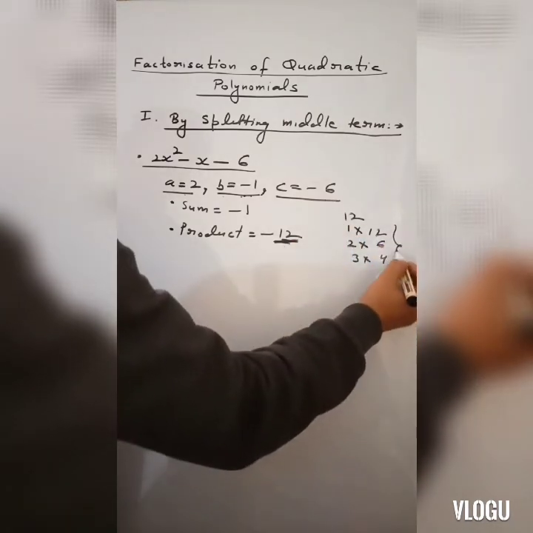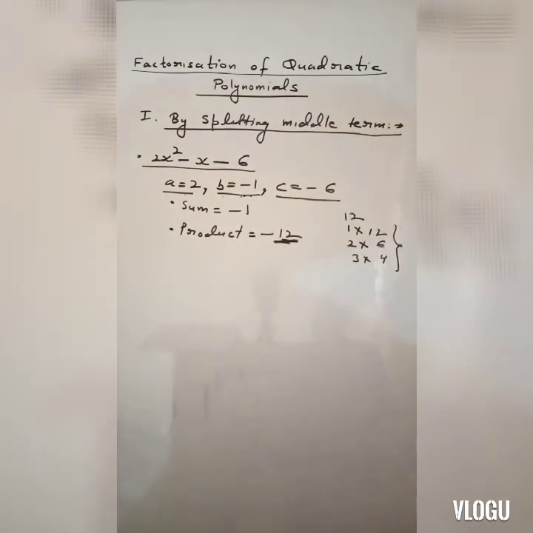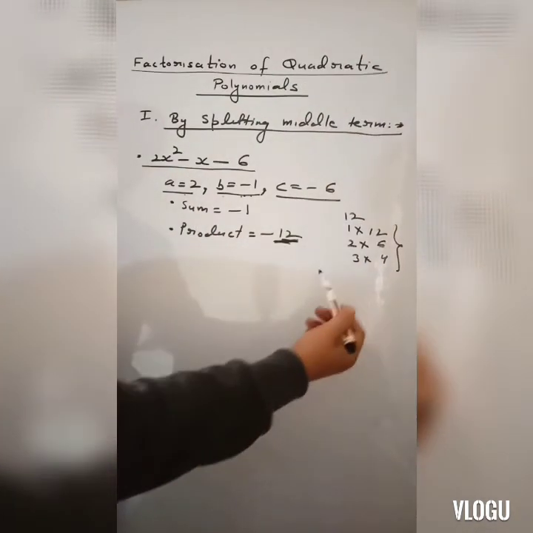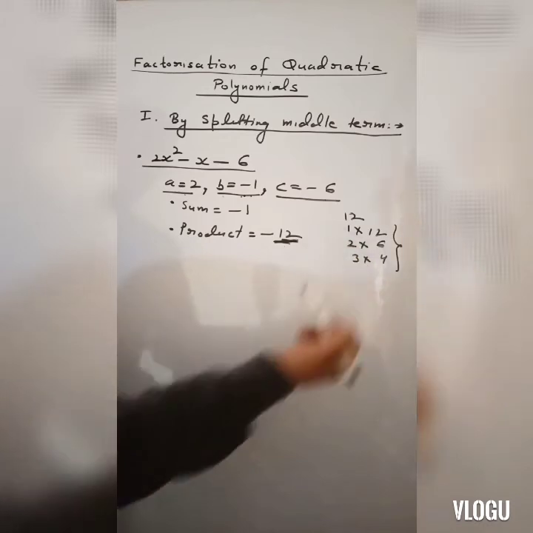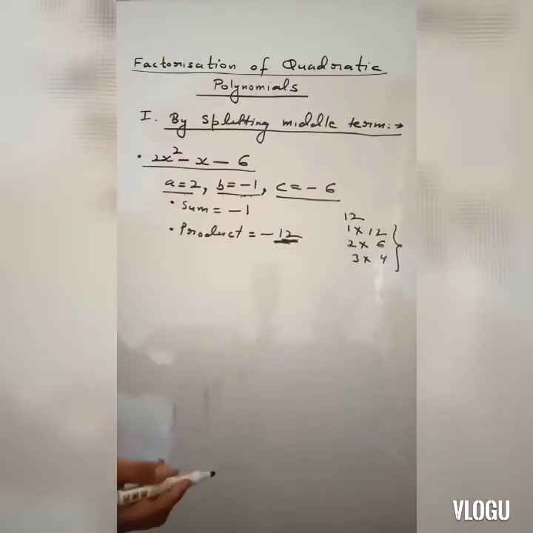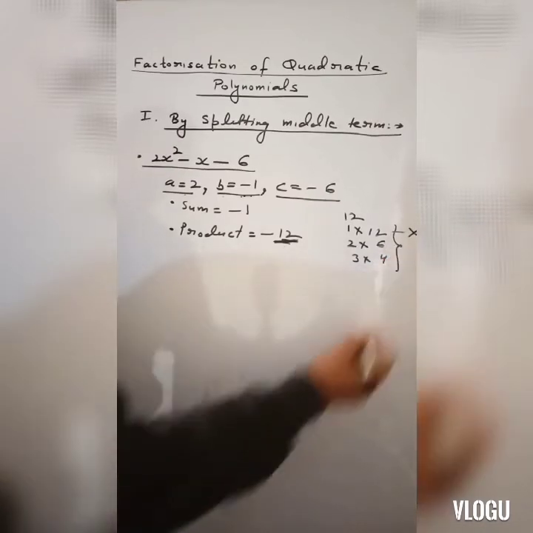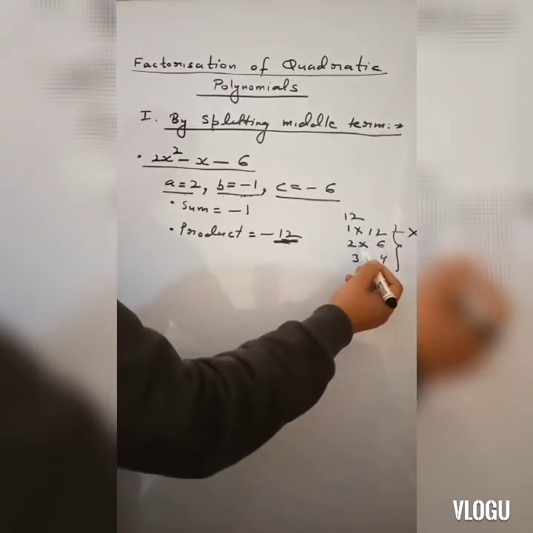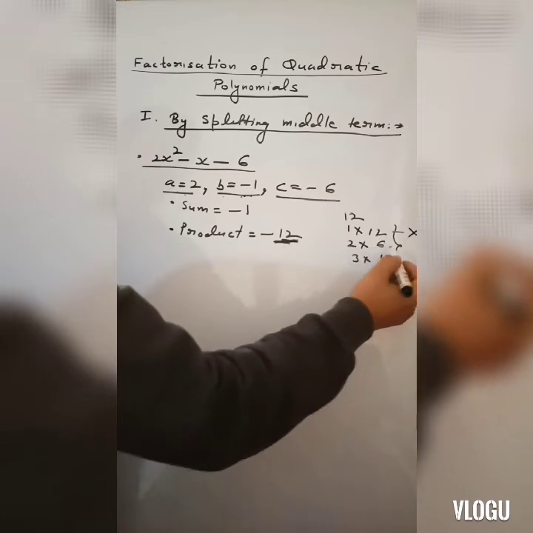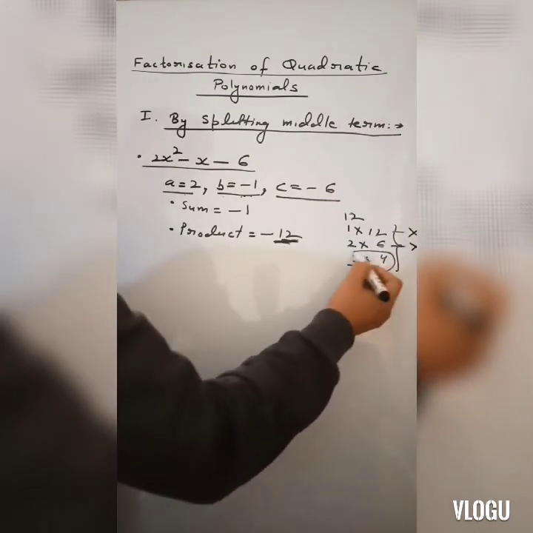Now one of the pairs will satisfy this condition. Like as you need sum, you have to write plus minus signs with these numbers. Then only you will get minus 1, minus 12. See what you will do. 1 and 12, the difference is very large, so you will ignore this. 2 and 6, here also the difference is very large because you need 1. So this one also you will ignore. So this number will help you.